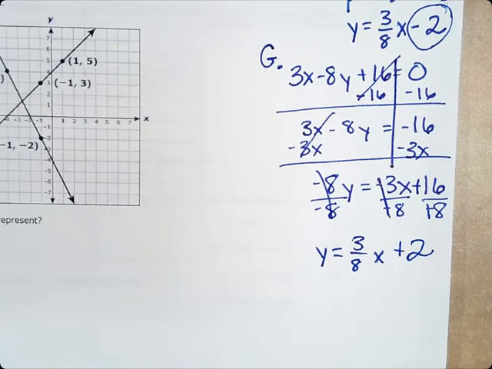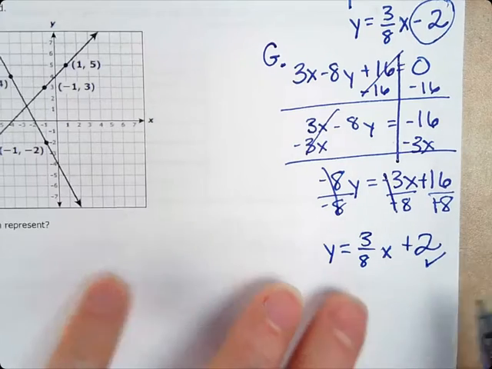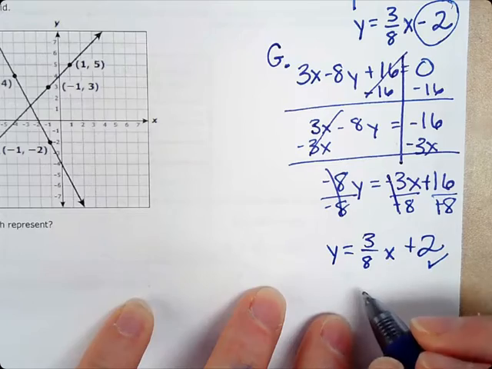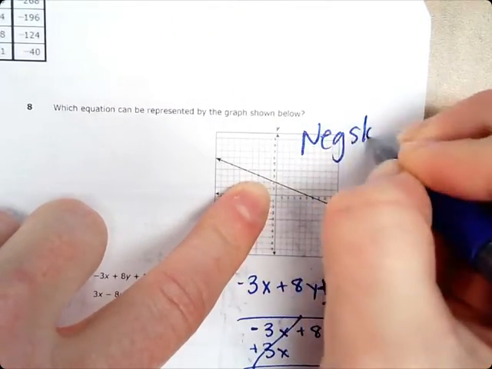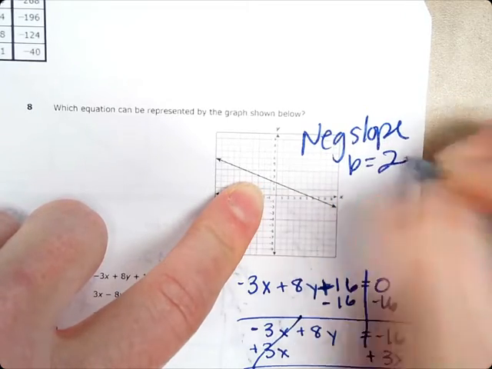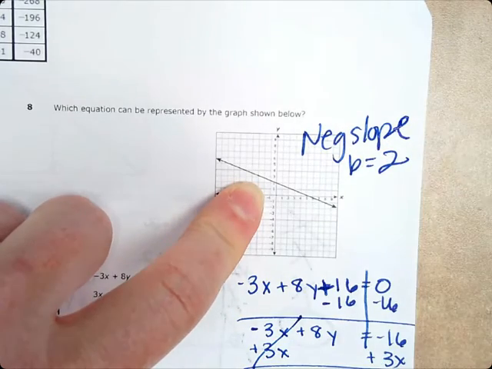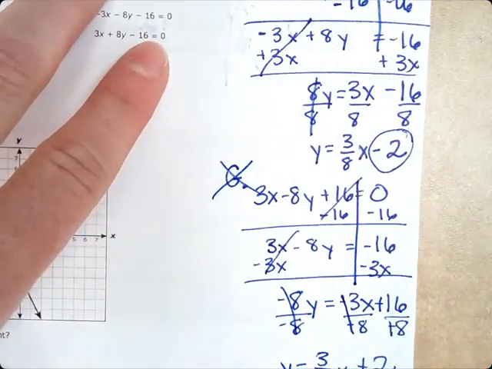Is our y-intercept right? Positive 2? Does it cross the y-axis? Yes. But then what about the slope? What kind of slope is this? It's a negative. Negative slope. And b equals 2. So those are 2 things we can recognize and check fairly quickly. So we know that g is also out because of this. This is positive and it's supposed to be negative.